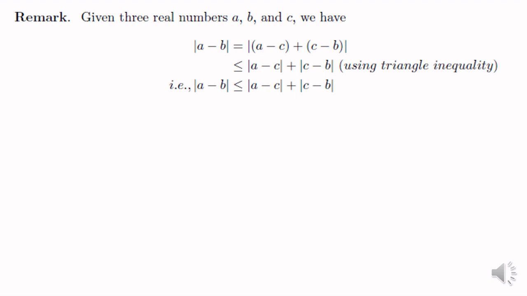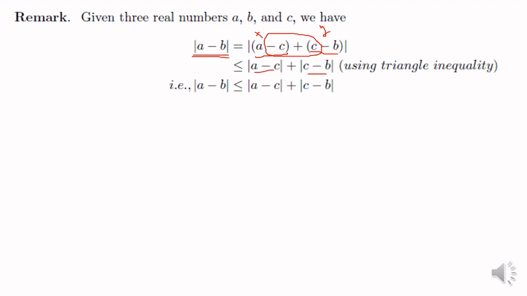Here we have a remark which says that given 3 real numbers a, b and c, we have modulus of a minus b. a minus b can be written as a minus c plus c minus b. So this plus c and minus c are added and subtracted here. So if I consider this a minus c as x and c minus b as y, this is modulus of x plus y, and using the triangle inequality, this is less than or equal to modulus x plus modulus y.